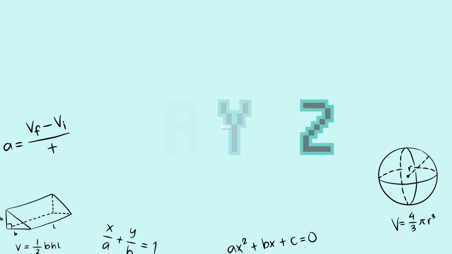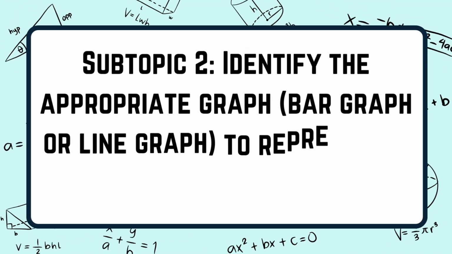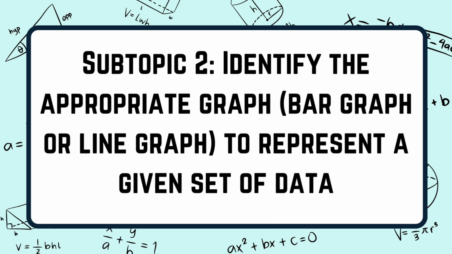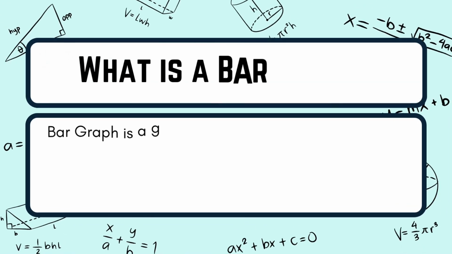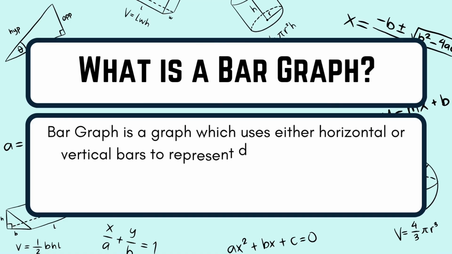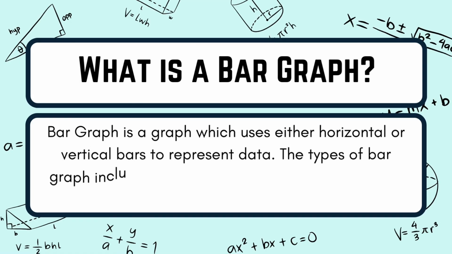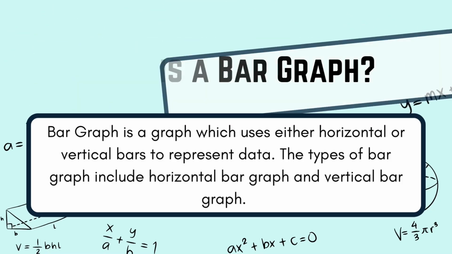Okay, for day 2, we have our subtopic: identify the appropriate graph, which is the bar graph or line graph, to represent a given set of data. So what is a bar graph? A bar graph is a graph which uses either horizontal or vertical bars to represent data. The types of bar graph include horizontal bar graph and vertical bar graph. Okay, so we have the horizontal and the vertical bar graph.